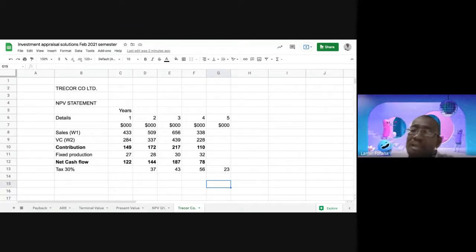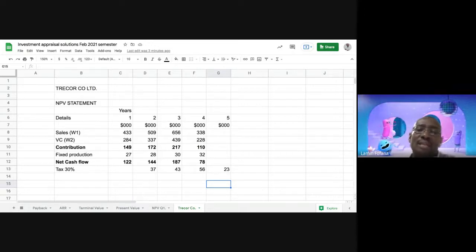So the taxman does not allow depreciation, but instead of allowing depreciation, it allows what we call capital allowances. Capital allowances usually have a flat rate. In this question, the capital allowance that is given is 25%. What capital allowance means is it is a tax credit. So it works the same way as depreciation.